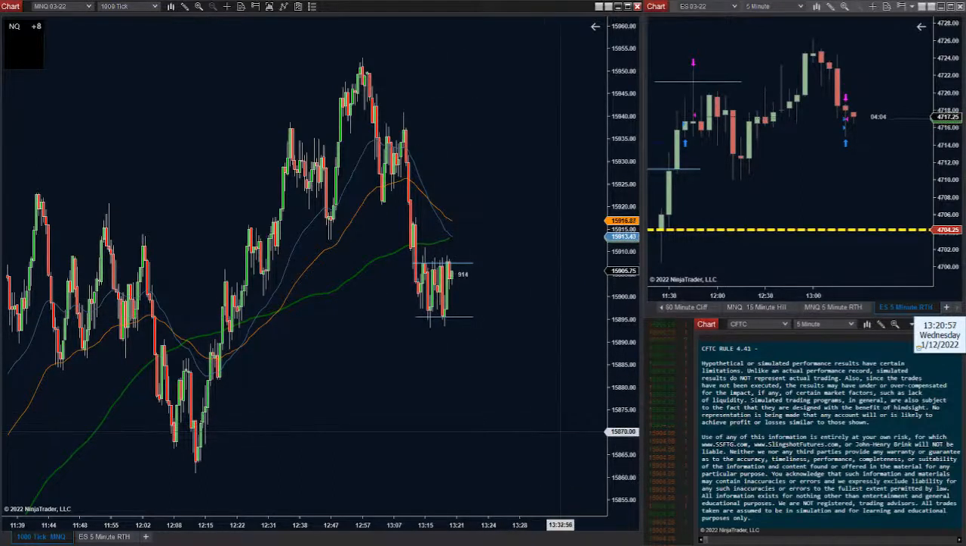It's like a pre-market S&P range. Nice little poke above the top there. That might be all they needed.